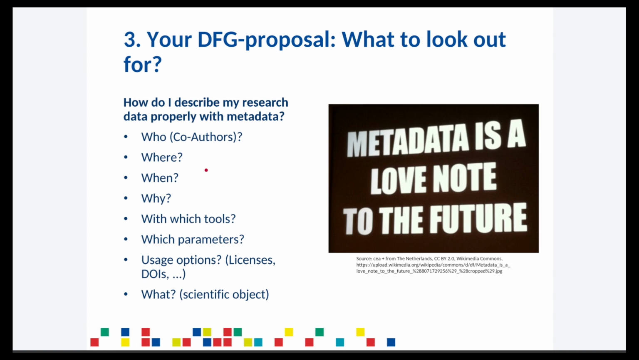And how do I do this? Well, in the beginning, with the example of the cat, I already mentioned what aspects you should note down. Of course, who collected the data, where, when, why, with which tools, which parameters were used, for example, in an experiment, what are the usage options of this data for others. Think of data licenses, think of publishing it with a digital object identifier in a repository, and what the data contains, for example, the scientific object, etc.